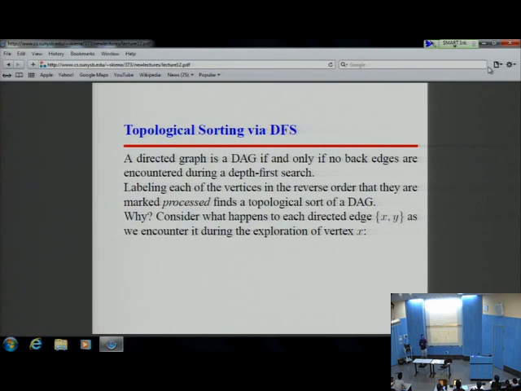Any questions about that? Okay? Any questions about this topological sorting algorithm? Because this is one that I understand. If you ask naturally, how do I understand topological sorting? This is the way that I understand it. Any questions?